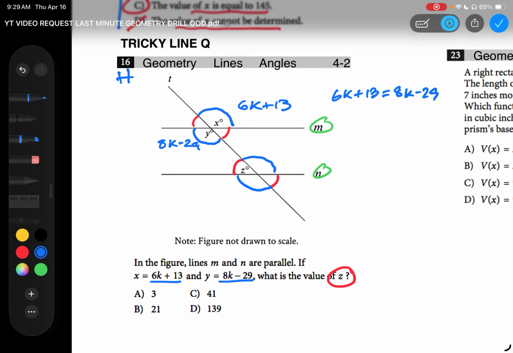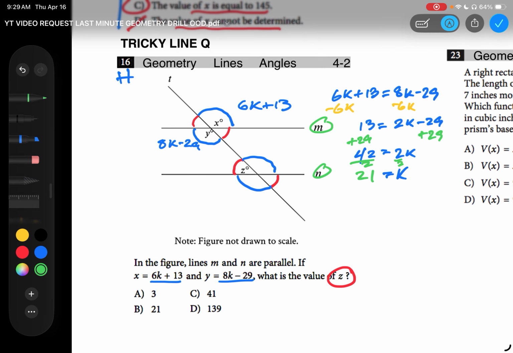All right, let's do our business. I'm going to subtract 6k from both sides. So that's going to leave me with 13 is equal to 2k minus 29. All right, what do I do with that 29? I'm going to add 29 to both sides. Now I have 2k is equal to 29 plus 13, which should be 42. So what will k equal? We divide both sides by 2, which will equal 21. We good? All right, but what's the next step?